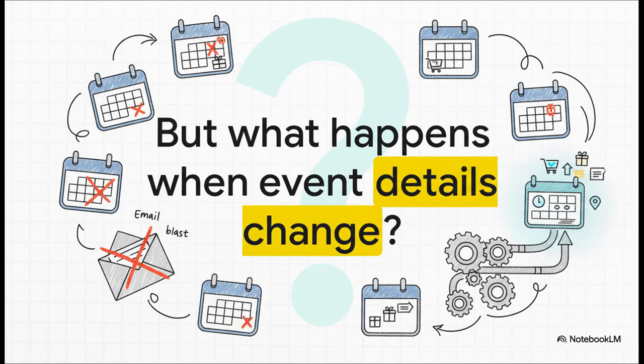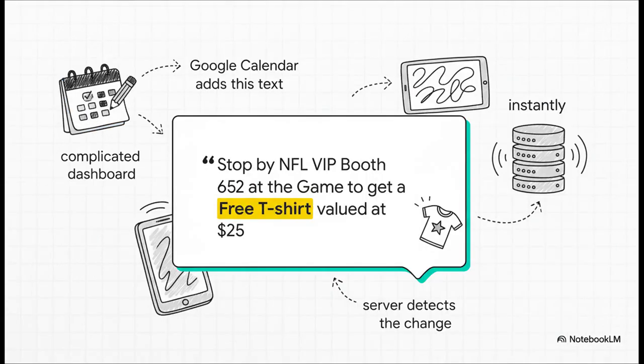Okay, this is where it gets really, really powerful because an event is a living thing. Details change, offers get updated. In the old world, that would mean sending out another messy email blast. But with this pipeline, something way more elegant happens. So Mandy decides she wants to add a promotion. Now get this, she doesn't log into some complicated dashboard. Nope, she just opens the original event in her own Google Calendar, adds this text to the description, and hits save. That's all she does.